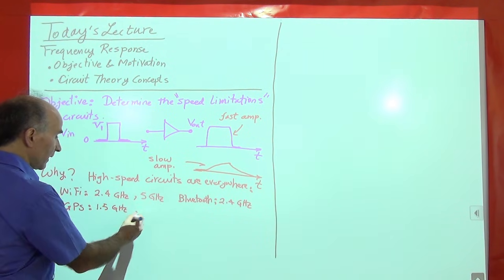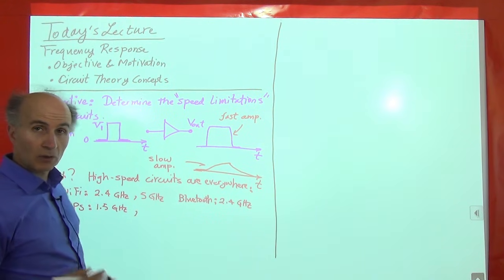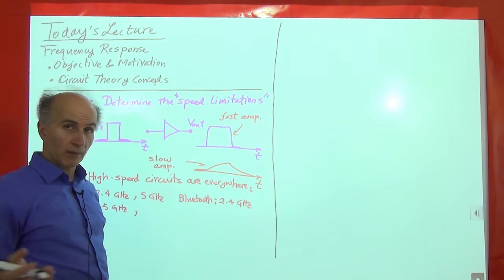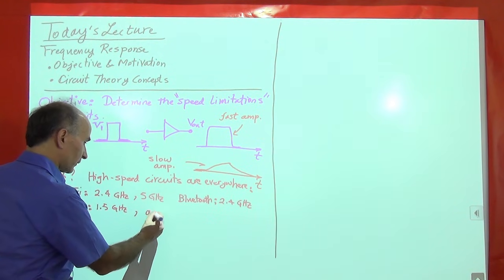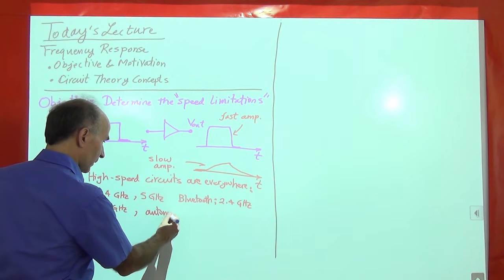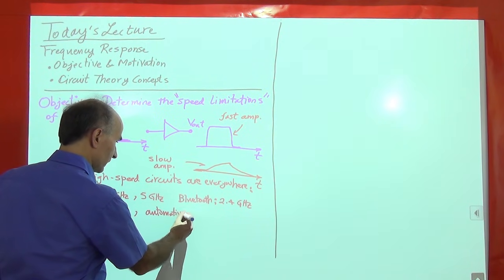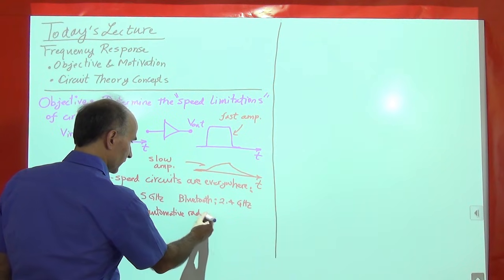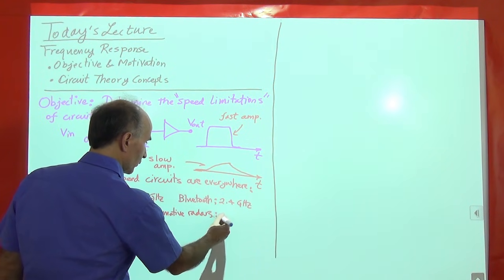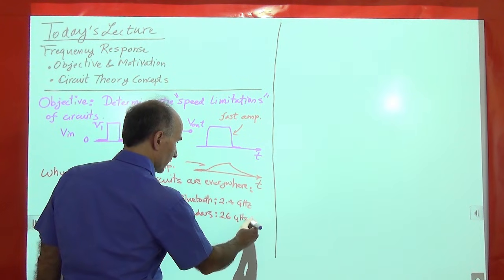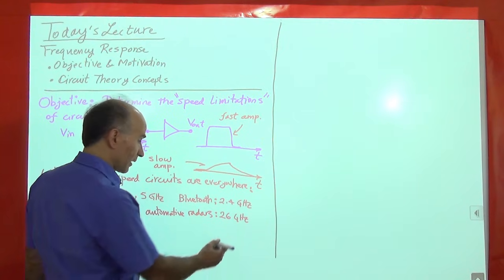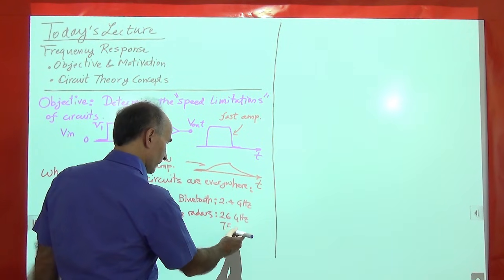Then we have radars. In your car today, you may have one or two radars. These are called automotive radars. And automotive radars operate around 26 gigahertz. And also the newer generation is going towards 75 gigahertz.